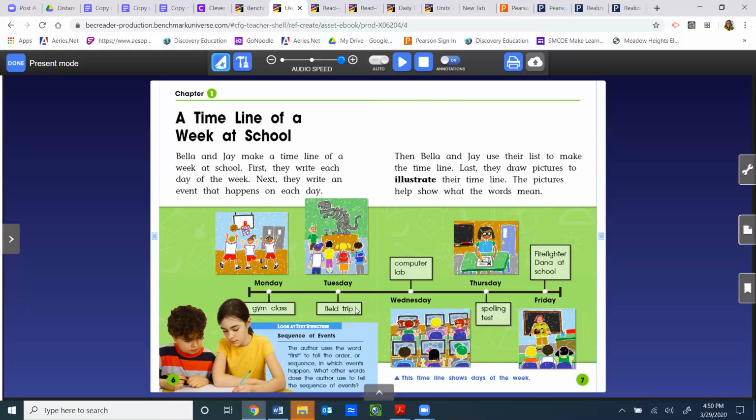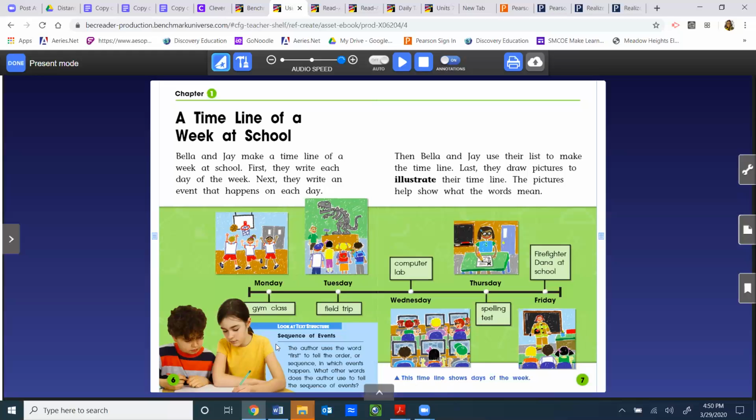Tuesday, they used an illustration to show a field trip. Wednesday, they used an illustration that depicts the computer lab. Thursday, a spelling test. And Friday, firefighter Dana at school. Let's read the caption. This timeline shows days of the week.